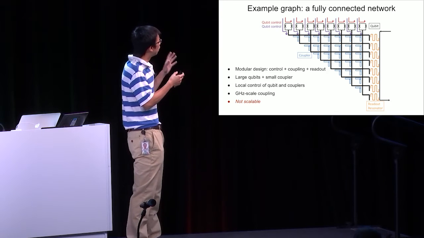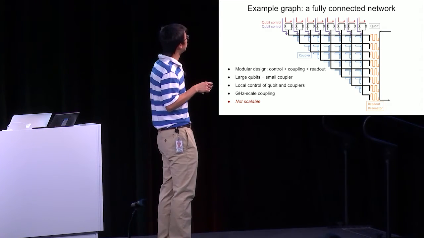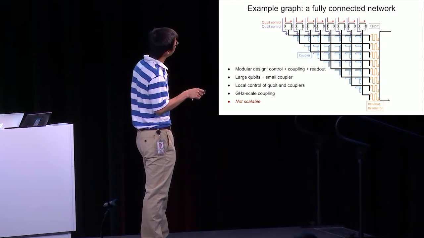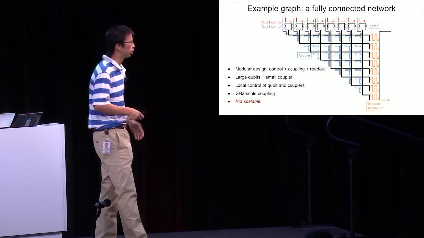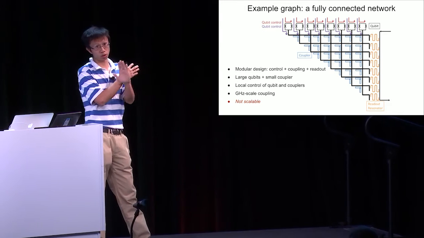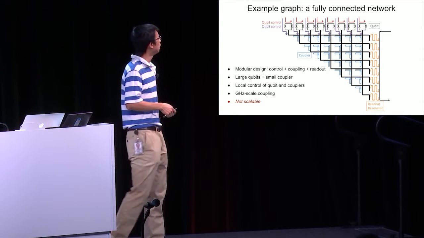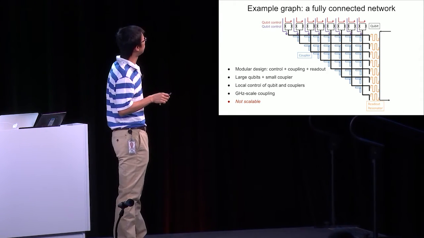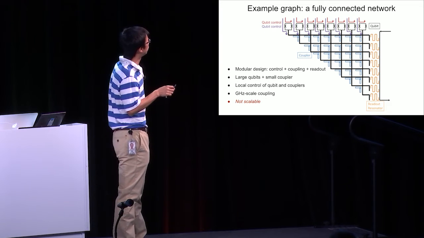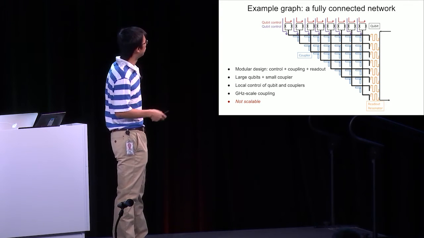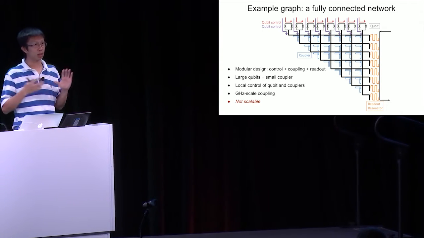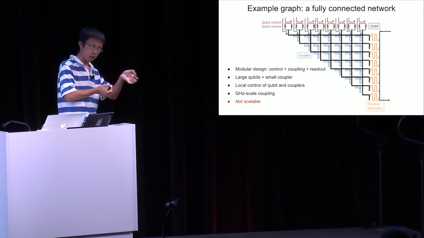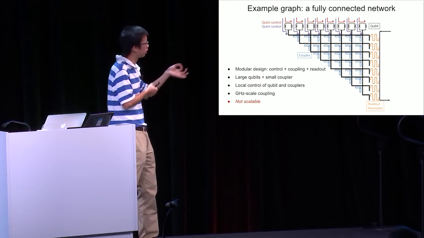To build a network with a few qubits, you can just simply lay down qubits next to each other, and then you bend your CPW and cross each other. So in this case, you can really build a network with all the qubits coupled to each other. The nice thing about this design is that, because you have so much space, you can really separate your control part from your coupling part as well as the readout part. It's a really modular design. In addition, we have big qubits and small couplers. You can really put your individual controls everywhere because you have space.